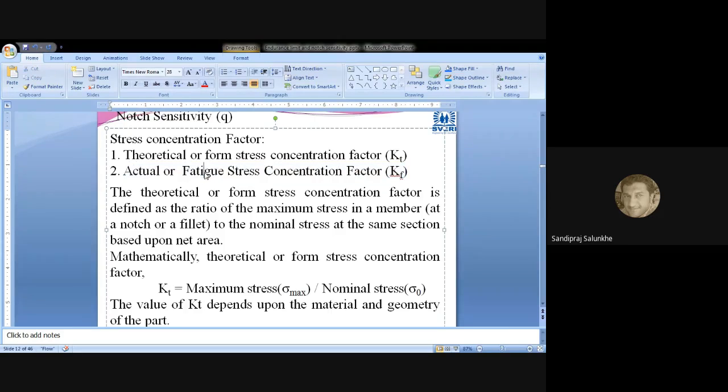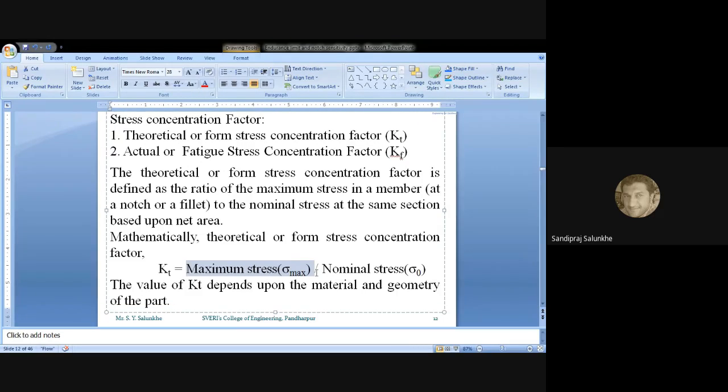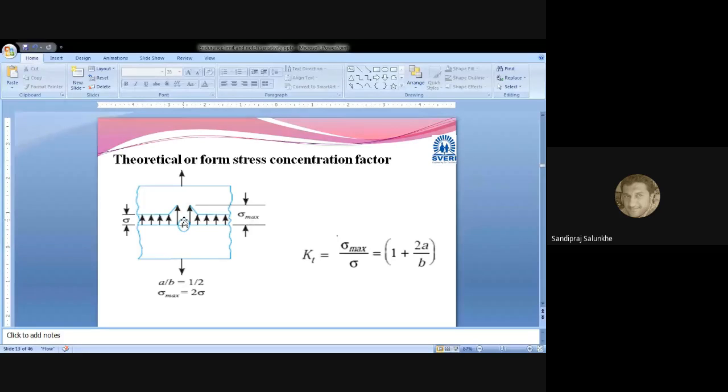The actual stress concentration factor: why are we going to calculate this? To accommodate the fatigue strength of that particular component. Now, this theoretical stress concentration factor Kt is given by the maximum stress in that component to the normal stress in that component. Here we'll say the maximum stress is sigma max and the normal stress is sigma 0. Now this diagram will explain all this.